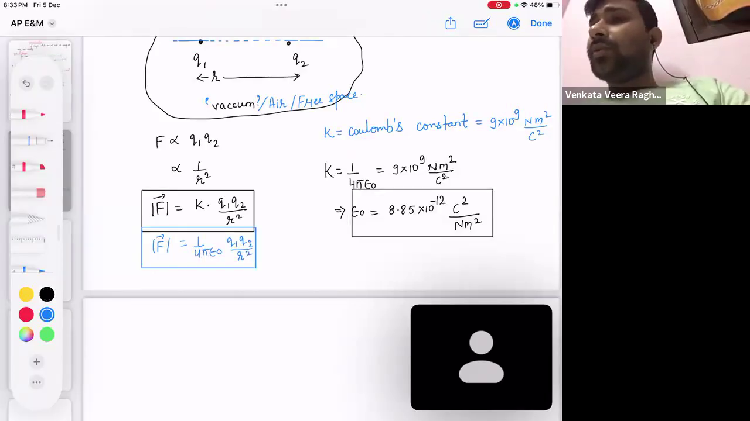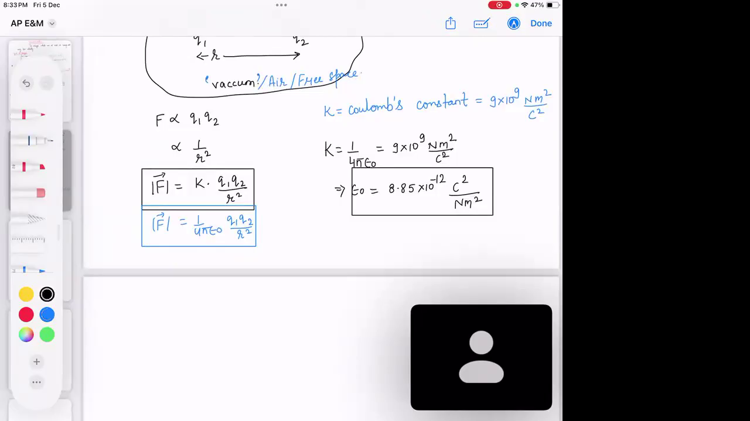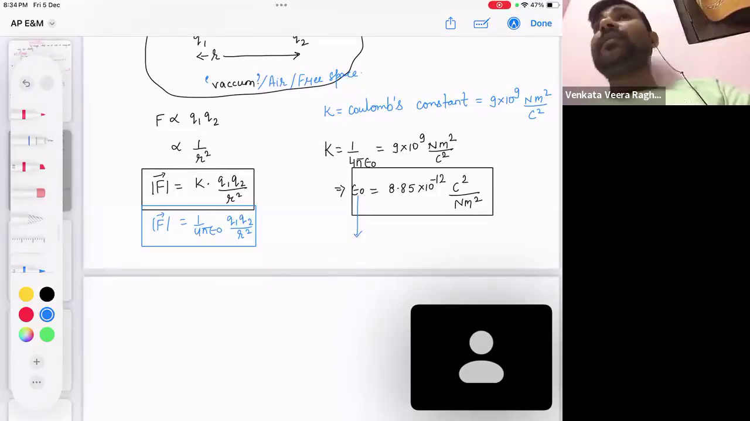Yes, sir. So what is this epsilon naught called? Can you tell me the name of epsilon naught? This is called permittivity of free space. If I am writing naught, that means we are representing vacuum as the medium, or we are taking free space as our medium, okay? So this represents permittivity.